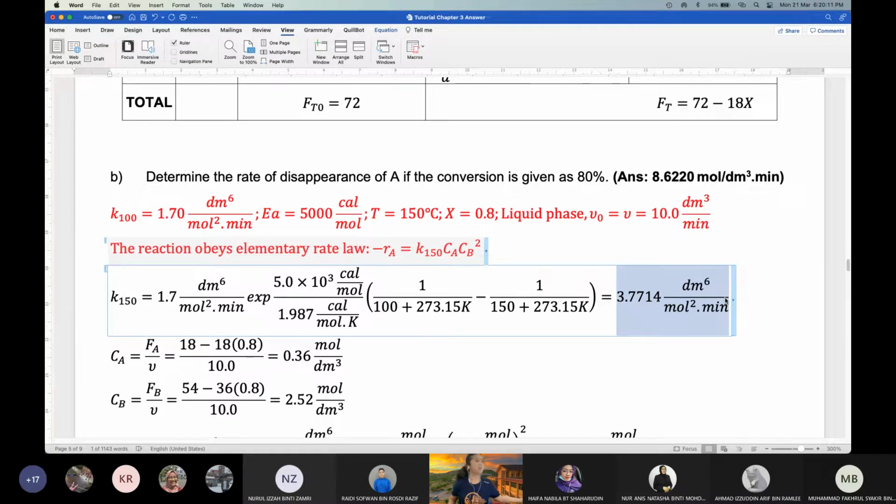So you will get the new K as 3.7714. So part ni, okay, again, kalau kamu nak check, senang saja. Nilai K meningkat dengan suhu. Originally, the K was 1.7 at 100 Celsius. And at 150, you get the K 3.7714. Most likely, jawapan kamu adalah betul sebab K kamu meningkat dengan suhu.